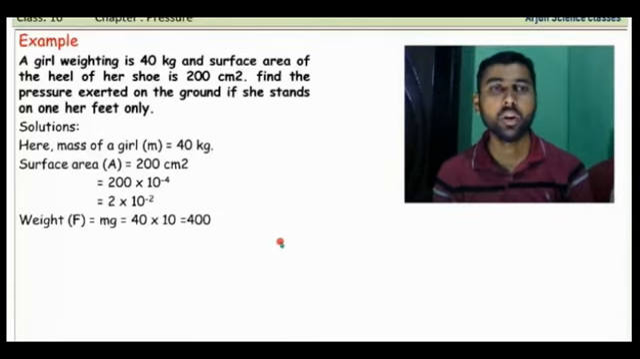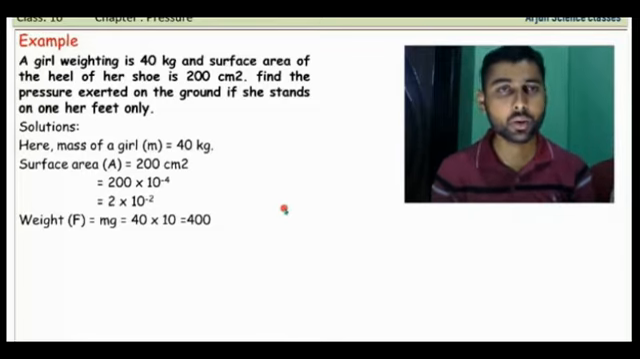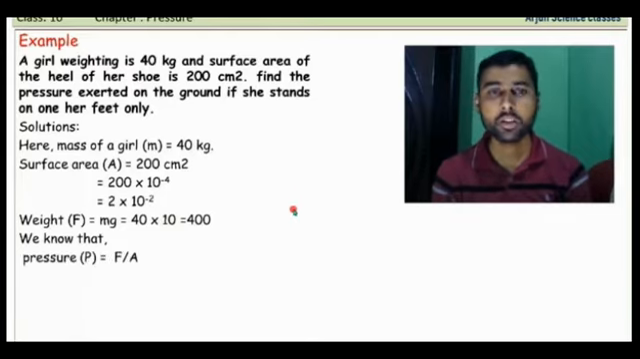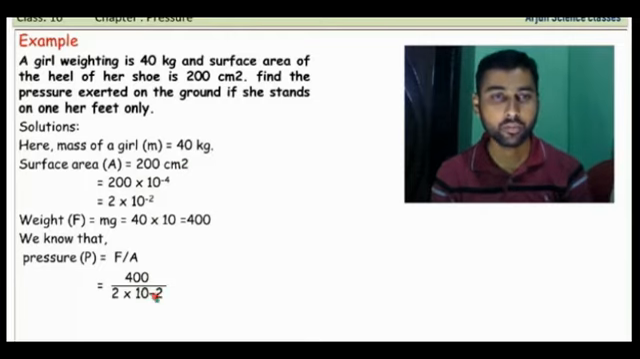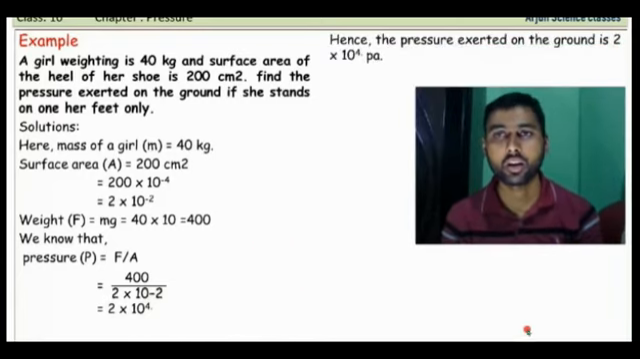And the weight, that is F, is equal to mg, which is 40 into 10. You can also write 9.8 instead of 10. So it is 400 Newton, and we know that pressure P is equal to F by A. Force here is 400, divided by 2 into 10 to the power minus 2, which gives 2 into 10 to the power 4 as the answer. Hence the pressure exerted on the ground is 2 into 10 to the power 4 Pascal.